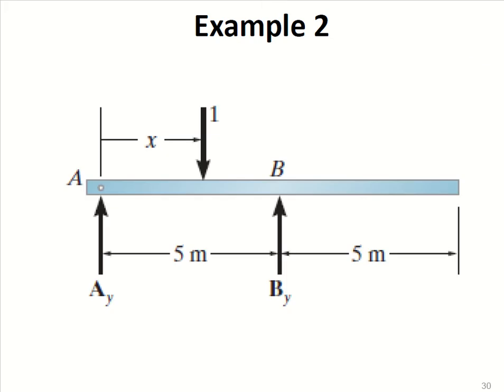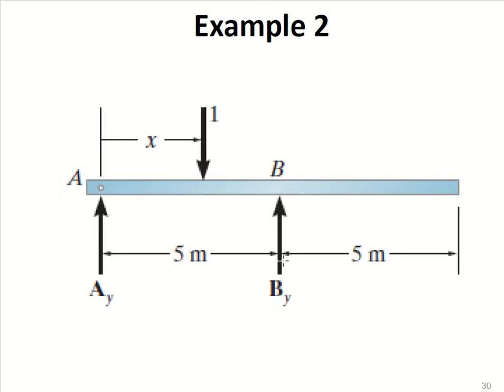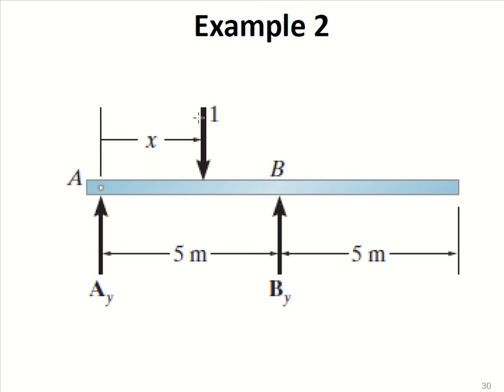So the load is moving from 0 to 10, and you have to determine the reaction at B. First, the load is between A and B, and second, the load has passed beyond point B. So what will be the equation? The equation will be summation of moments about A equal to 0: By into 5. We have taken moments about this point as 0. So By into 5 minus 1 into x, this 1 being at distance x. So using different values of x, it is producing a moment about point A in the same direction.